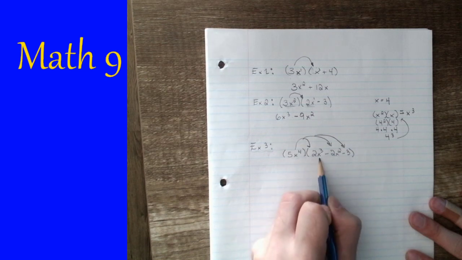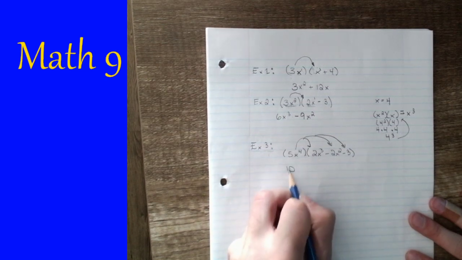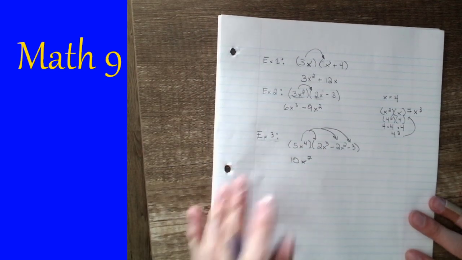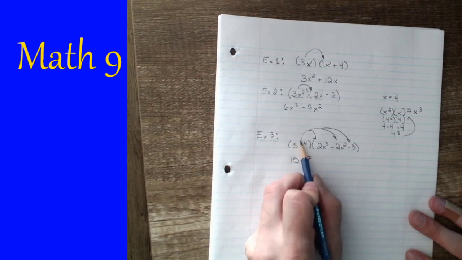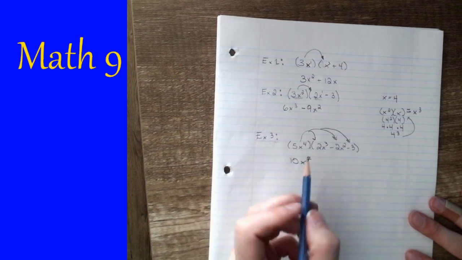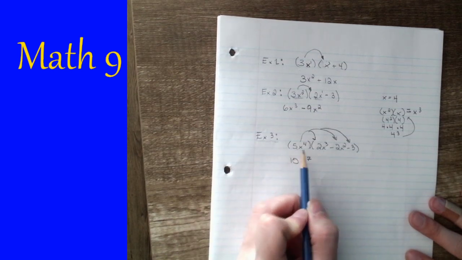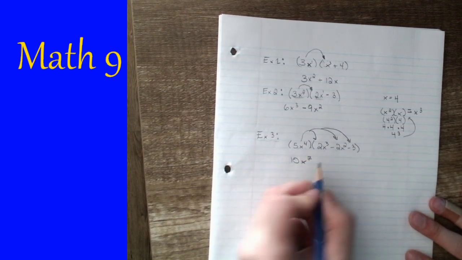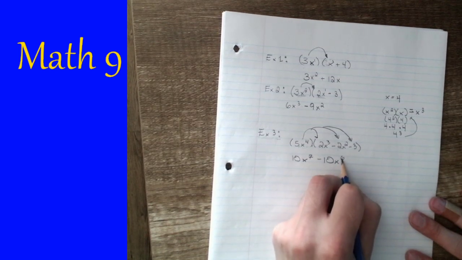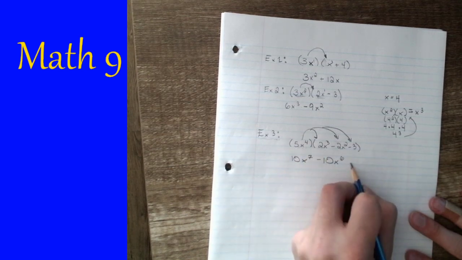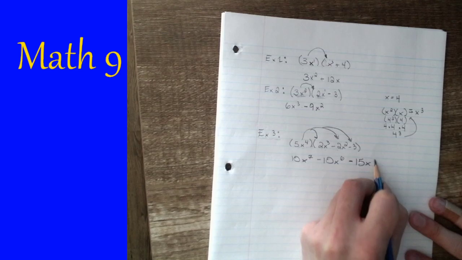5x to the power 4 multiplied by 2x cubed. 5 times 2 is 10, and then 4 plus 3 is 7. That's what the first term multiplied by 5x to the power of 4 equals out to be. So now 5x to the power of 4 multiplied by negative 2x squared. 5 times negative 2 is negative 10x to the power of 6. And then negative 3 times 5x to the power of 4 is minus 15x to the power of 4.